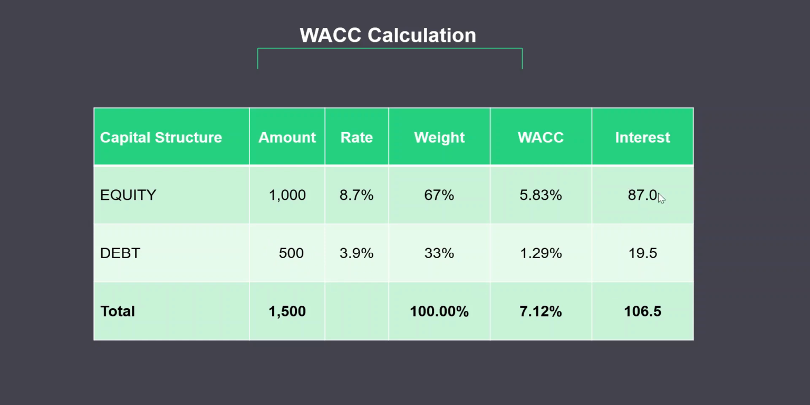The total commitment, total dividend plus interest, will be 106.5. If you take this as a percentage of 1500, which is 106.5 divided by 1500 times 100, you will get 7.12. So this is how you calculate the weighted average cost of capital. This is a basic introduction to the weighted average cost of capital.